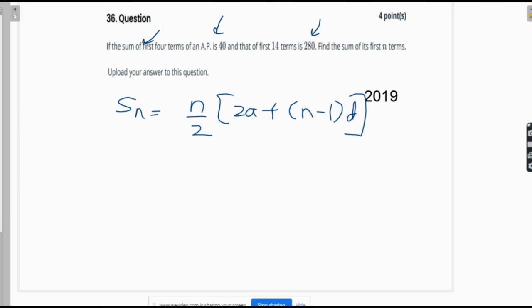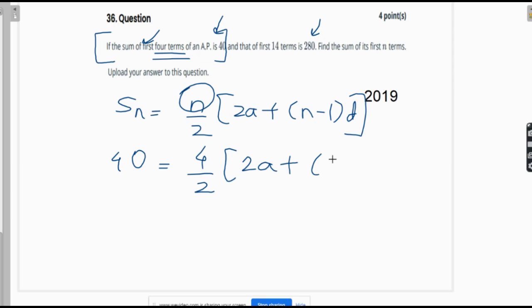Now, what I know from this is that the sum of four terms is 40. Correct? So n is 4, and the sum of four terms is 40. So I'm just looking at this part. A I don't know, d I don't know. But I know n.